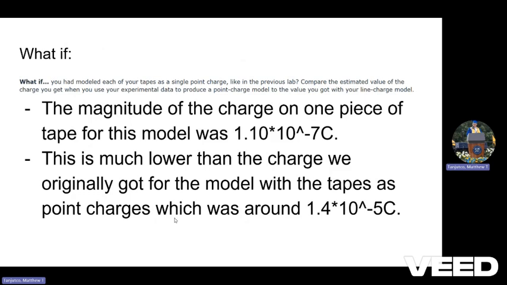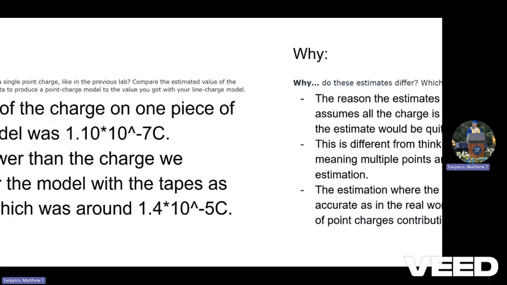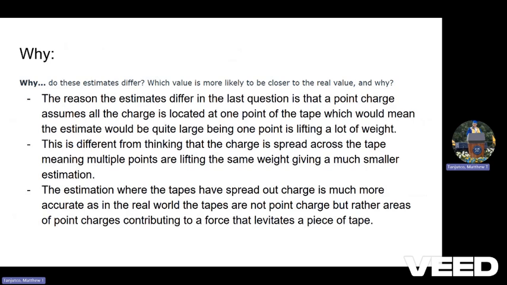So what if we had modeled each tape as a single point charge like in the previous lab? Well, we already said it before. The estimate would have been much bigger than the estimate we calculated and would be much less accurate than Lab 2, the one we did in this experiment. And why do the estimates differ? Well, it's because the charge itself on each tape is actually spread out. Of course, our estimate in this lab is still not accurate enough. We'd have to spread it out over an infinite number of bins, but we can only do so much with code. If we want to do an infinite amount of bins, we have to use an integral, which we did not code.